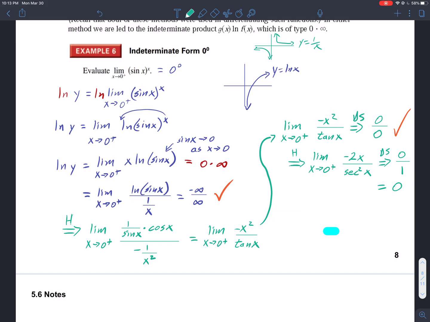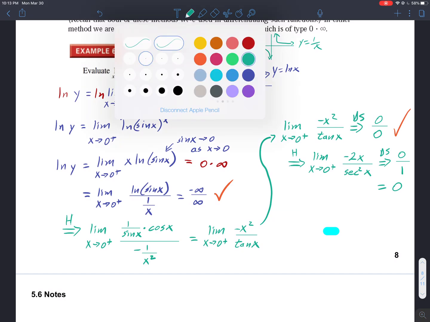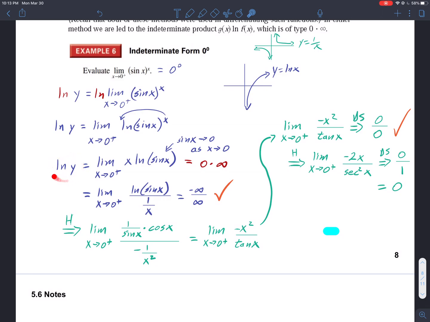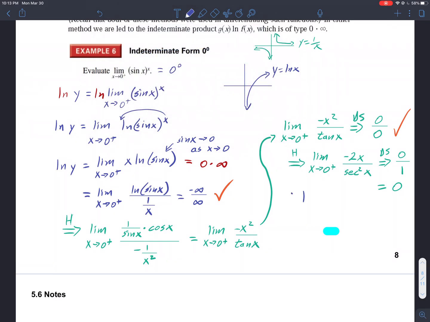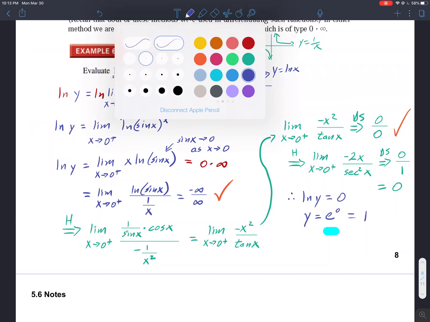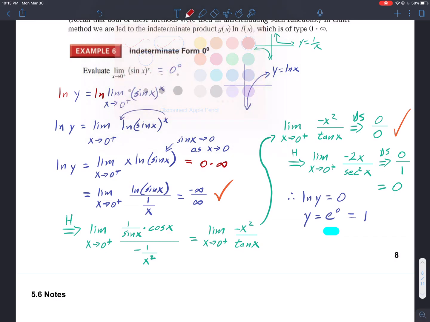And so what we're saying is that, remember, if you go all the way back to here, ln of y, all right, therefore, ln of y must equal 0, which means y is equal to e to the 0, or 1. The answer to our limit is 1.